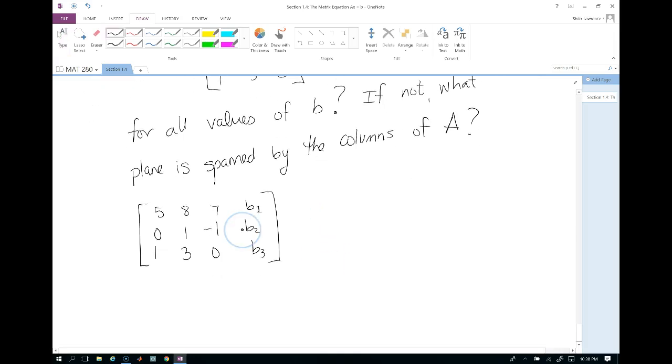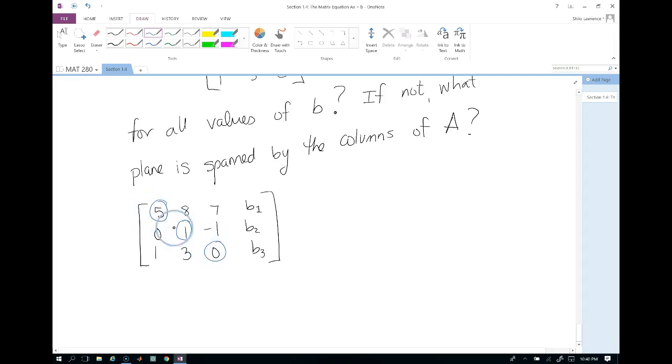We want to see if we end up with a pivot position along the diagonal. That is ideal. That means that those three column vectors are unique, and they will span all of R3, which means every single point in three-dimensional space can be made out of those vectors.